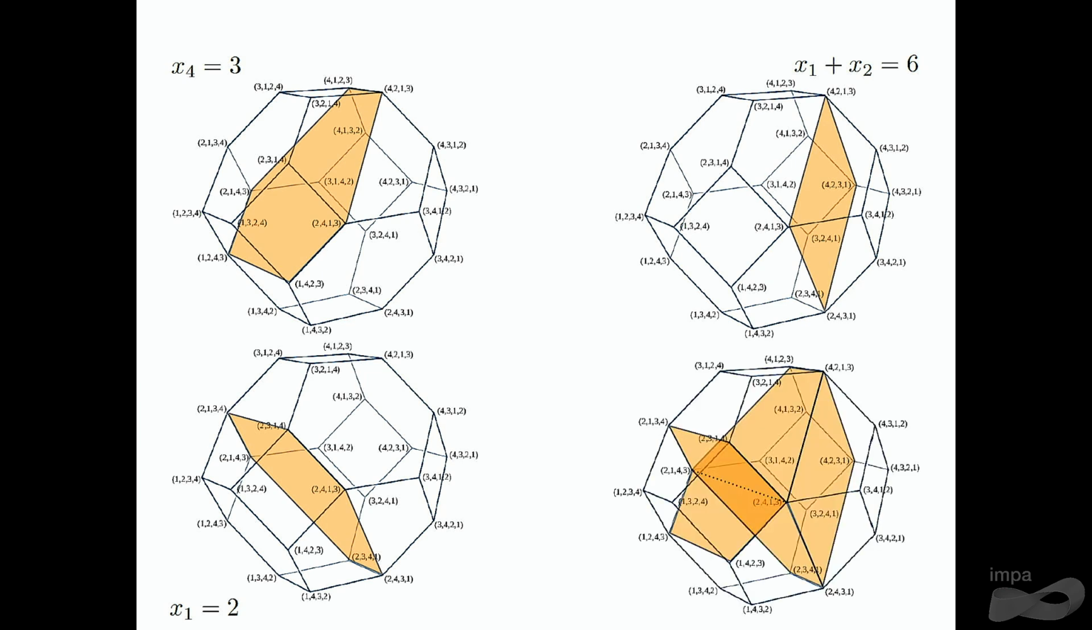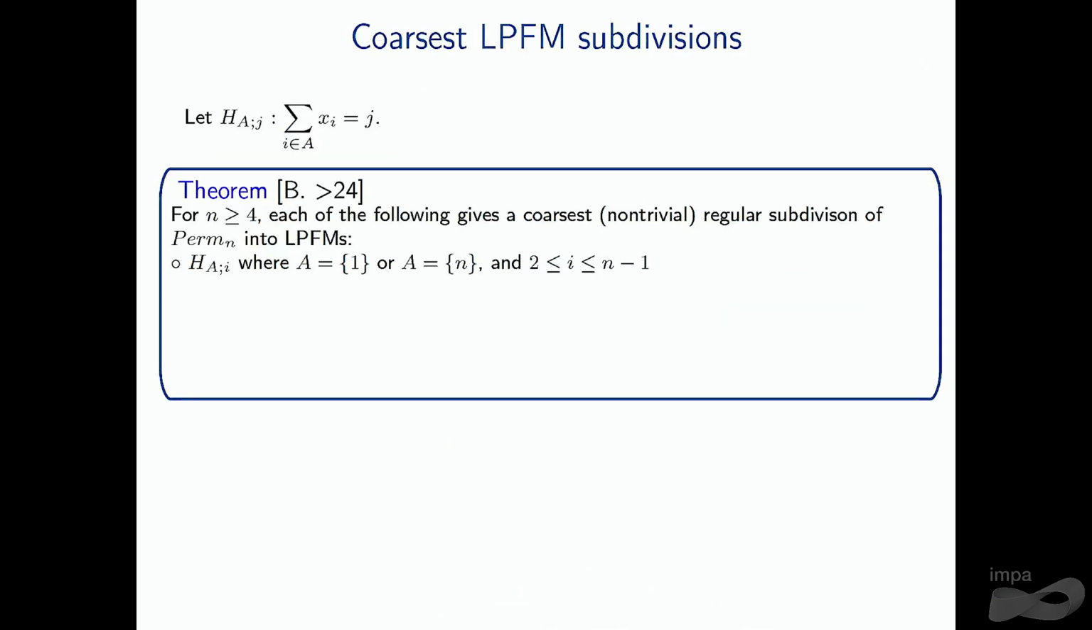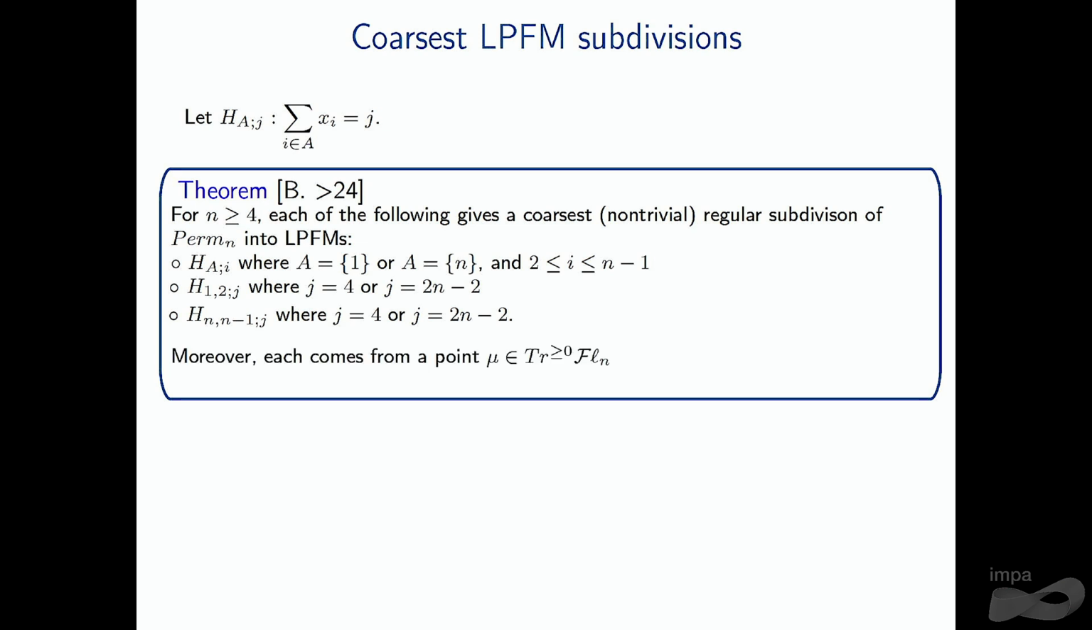These ones are very coarse: it's just throwing a hyperplane, and it gives rise to 2 pieces. But in principle, I was interested in the finest subdivisions into LPMs. Here is a refinement of all of them that gives rise to this subdivision. And here is a result that tells you there are 3 types of hyperplanes that give you a non-trivial coarsest subdivision of the permutahedron into lattice path flag matroids.